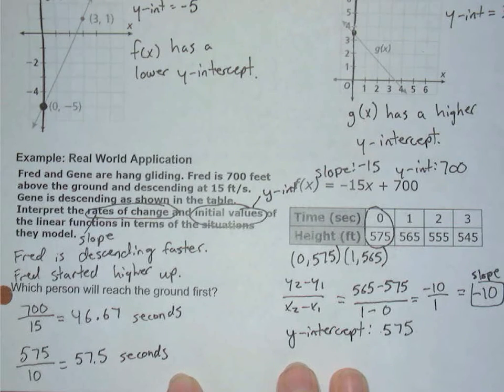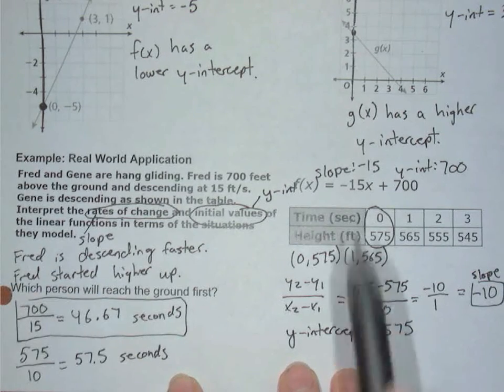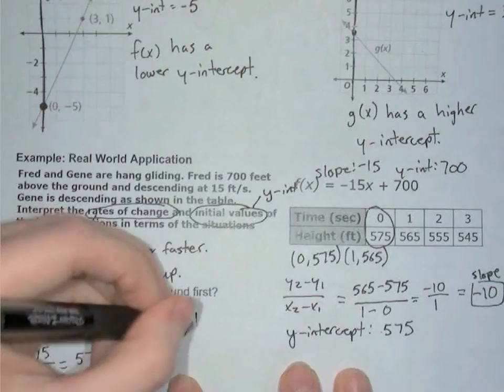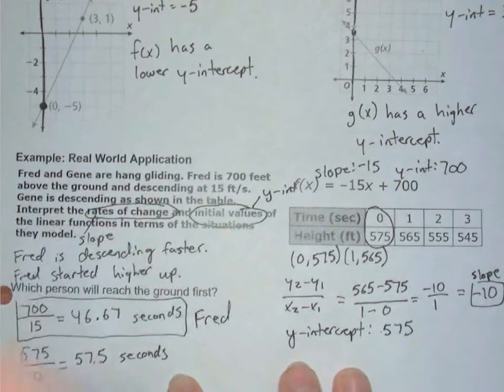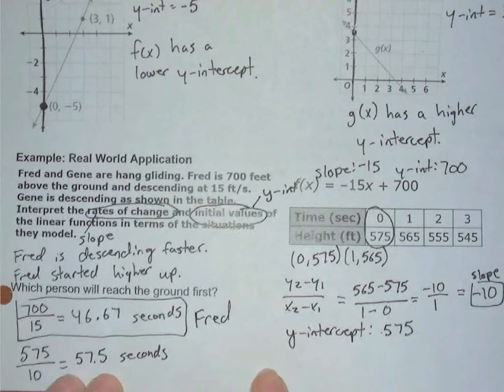The question asked which person will reach the ground first, so which person will reach the ground in the lower number of seconds? That would be the top function, our friend Fred. So we can say Fred. He'll reach the ground first. Alright, I'm going to go ahead and turn this over and we'll work on one more example.